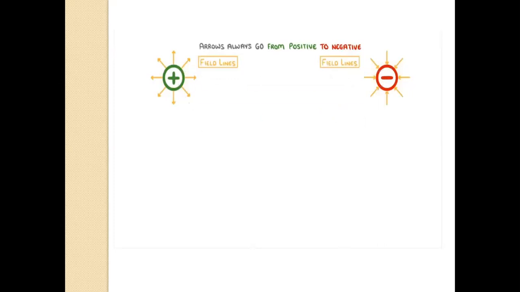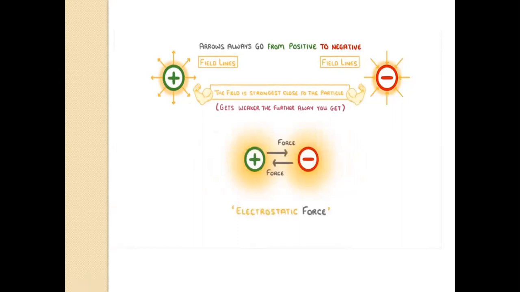Now, the strength of the field is strongest close to the particle, and it gets weaker the further away you get. So as charged particles get closer together, their electric fields will start to interact more and more. If they're oppositely charged, like our particles here are, then there will be an attractive force between them, which we can call an electrostatic force, or in this case, electrostatic attraction. We can actually show this with their field lines by extending the field lines from the positive particle all the way over to the negative particle. Because remember, they always go from the positive to the negative charge.